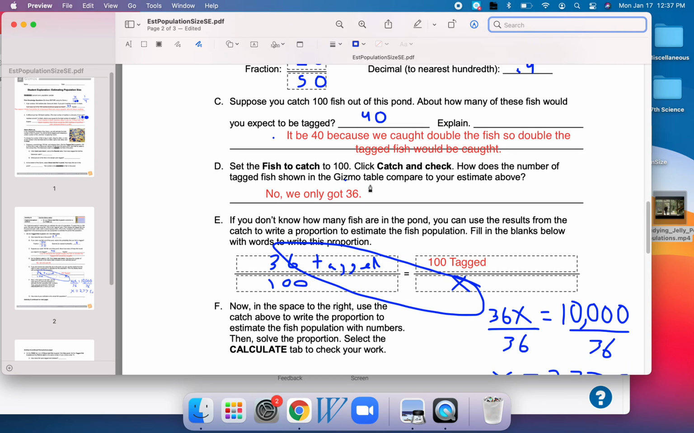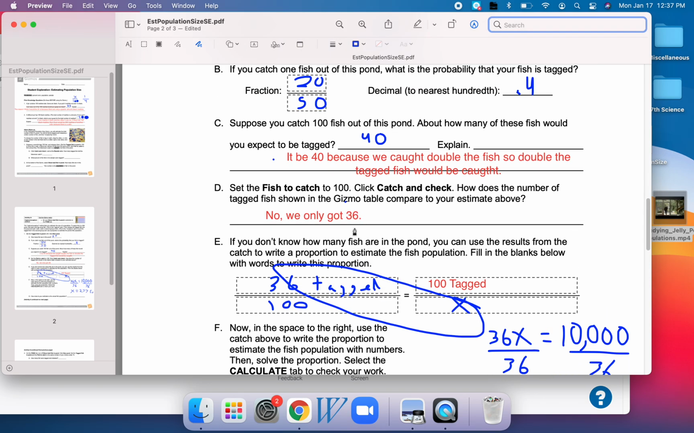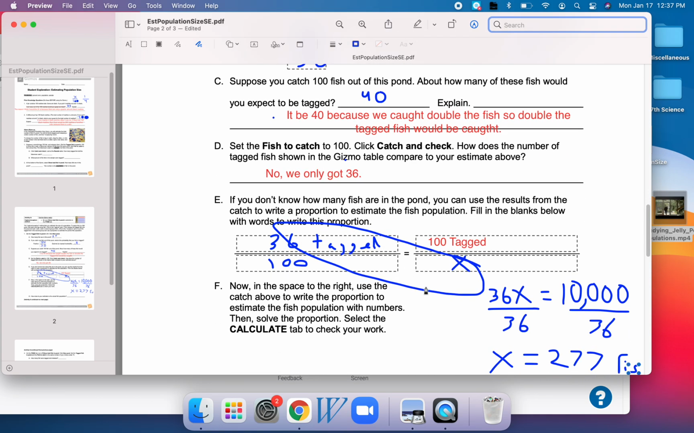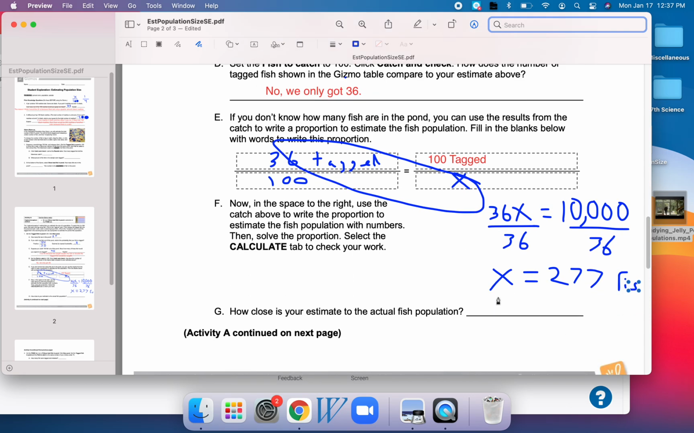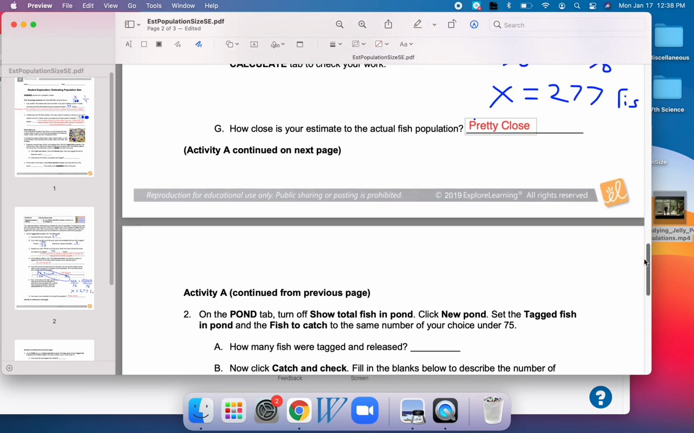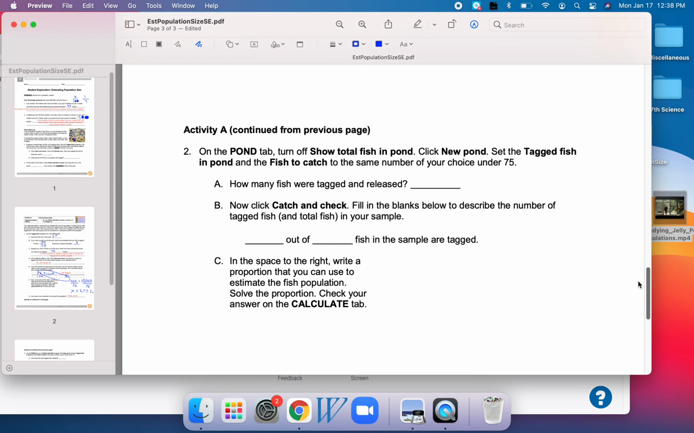So we explained before, we had 36. This is the total number. So how close were you to the fish? We'd say pretty close. If I can get the text box to work. These are just estimates. We're trying to set up proportions. So from here, you're going to reset the next one.